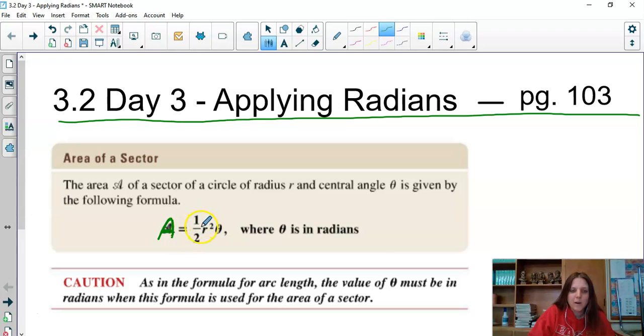Area equals 1/2 the radius squared times theta, where theta is in radians. And we're finding the area of this sector. A sector is like a piece of pizza or a slice of pie. It's like a section of a circle.